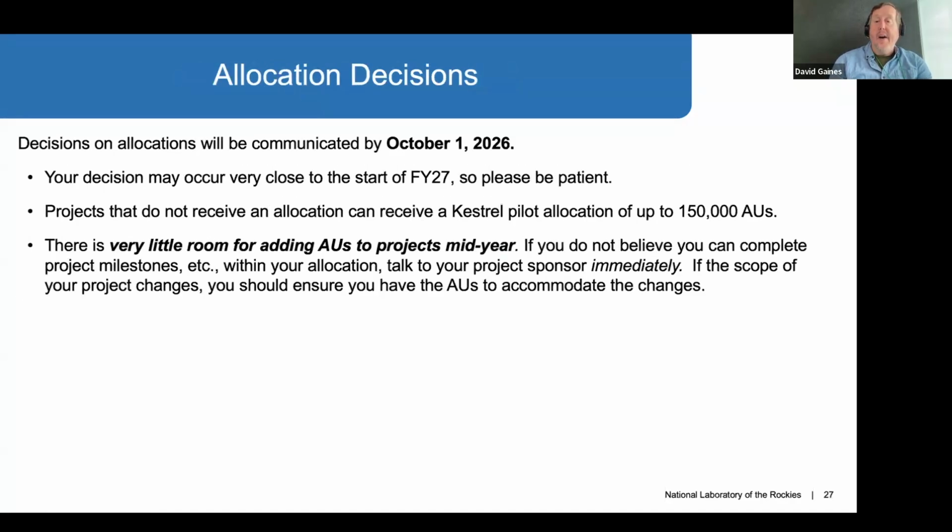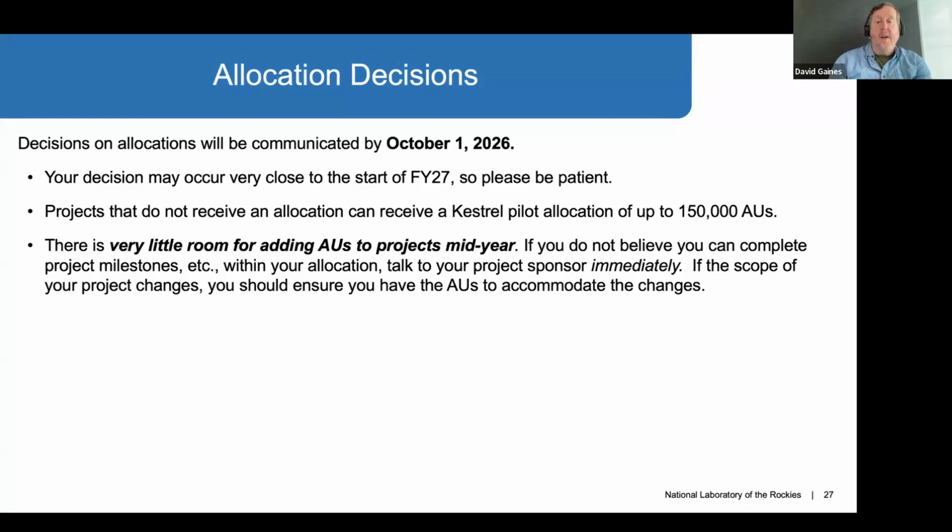Decisions will be communicated by October 1st, 2026. Historically, we've known late September, so the decision might not be known until really right before that October 1st deadline. If you don't receive an allocation, you can still request a pilot. And finally, there's very little room for making mid-year changes.